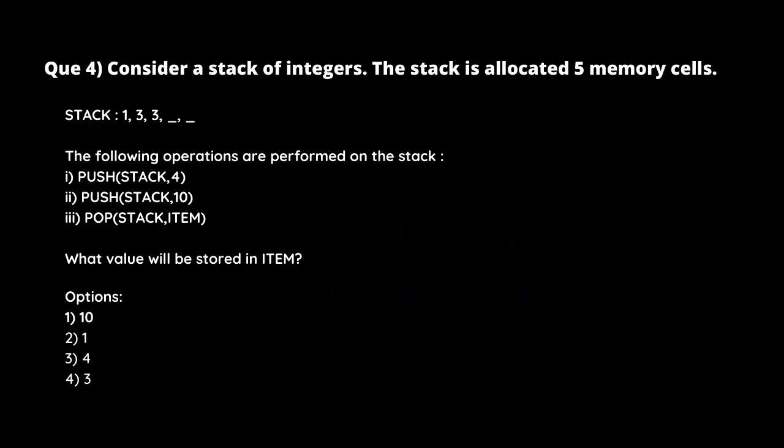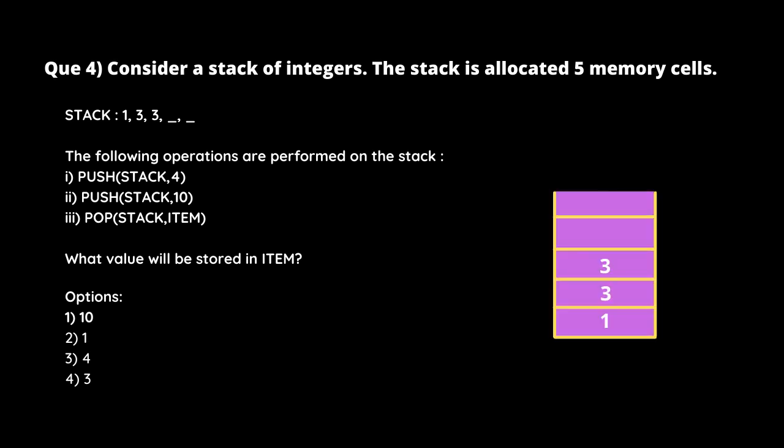In this question, you are given, consider a stack of integers. The stack is allocated 5 memory cells. So for example, you are given a stack having 5 cells. There are already 1, 3 and 3. Now you are given the following operations which you have to perform on this stack. The first operation is push stack 4, which means you have to push 4 in this stack. So if you push 4, the stack will now have 4 elements.